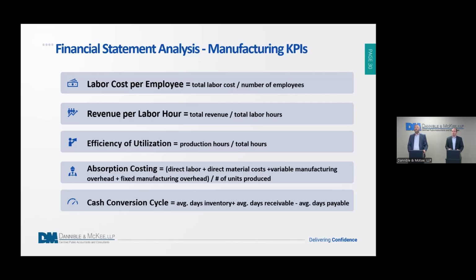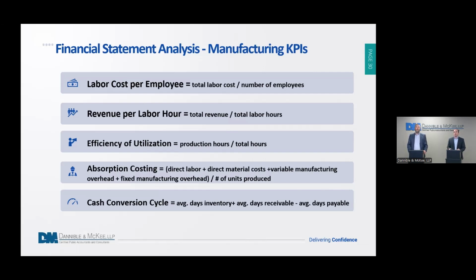The next one we have is manufacturing. If you think about a manufacturing company, we've got a plant and you're making something. So a lot of these KPIs are focused on that manufacturing process. Labor cost per employee, big KPI. It's your total labor cost divided by your number of employees. Revenue per labor hour: total revenue divided by total labor hours. And then your efficiency of utilization, that would be production hours divided by total hours.